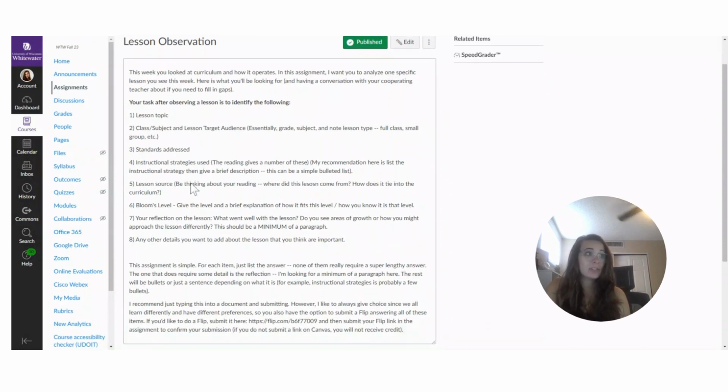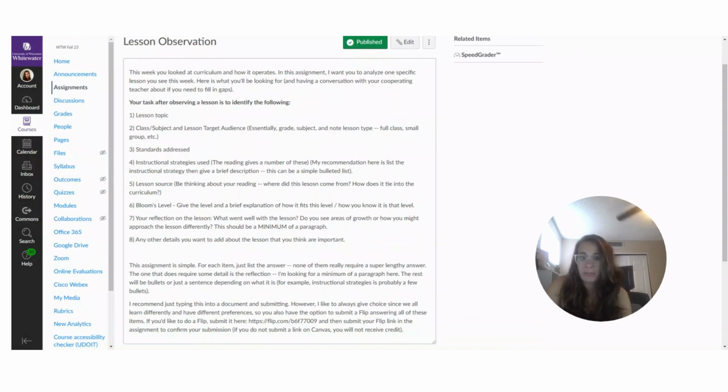What are the standards? What strategies did the teacher use? So for me, I would recommend looking at the reading. It gives you a list of instructional strategies you can use. So, were there stations? Did you use some Kagan activities? Did you do think, pair, share? What was going on? So if it is helpful for you, make just a bulleted list and then just write a sentence about each.